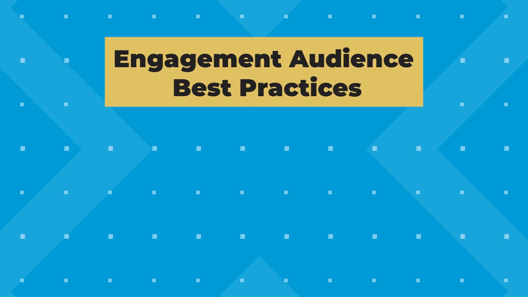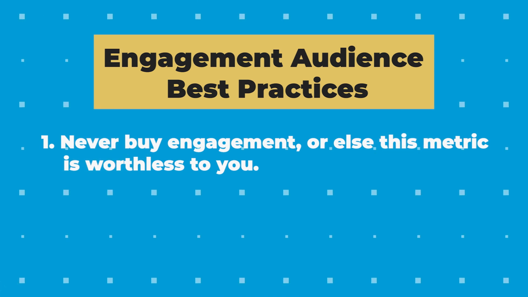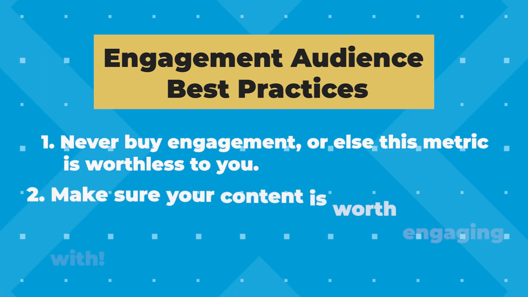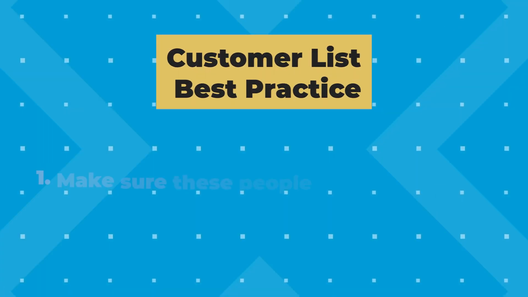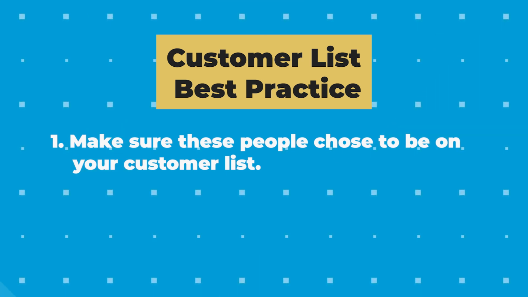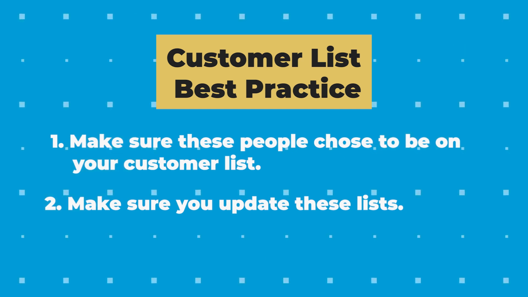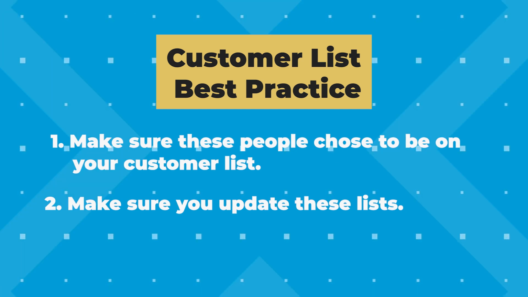Let's briefly go over some best practices for your audience type. For engagement audience best practices, first, you never want to buy engagement like likes or follows because then this metric will be useless to you. And second, you want to make sure that you have content that's worth engaging with. Now, for your customer list, a similar rule. Make sure that these people chose to be on your list. These should be people who opted into your email by entering their information in, or people who have given you their information for your business, not a list that you've purchased from somebody else. And make sure that you keep these lists updated. Other custom audiences like engagement or pixel website activity or app activity will update automatically, but you'll need to refresh your audiences as they change.